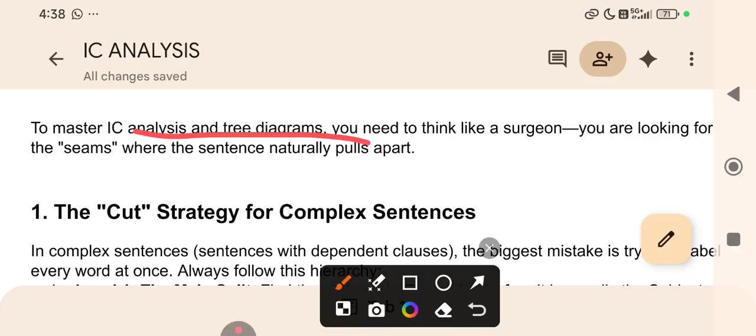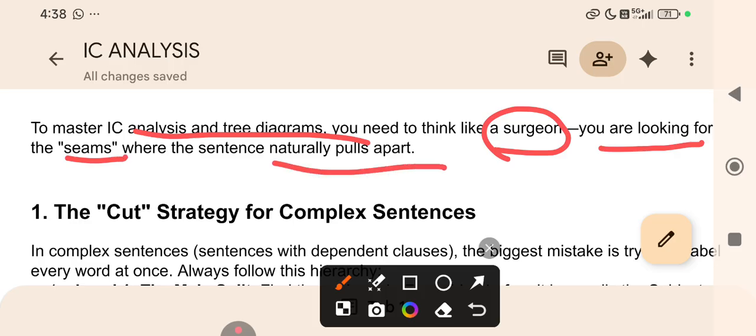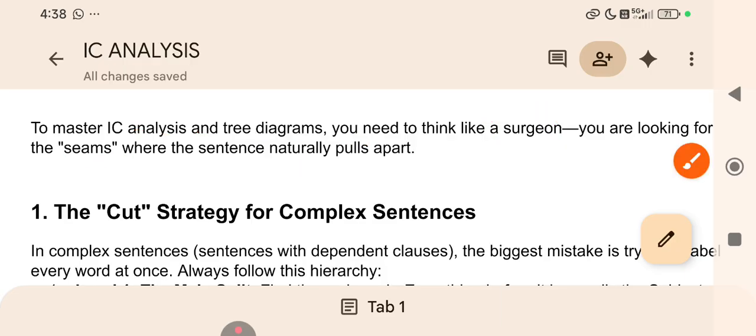you need to think like a surgeon. Like a doctor checks or operates on the human body, we have to operate on the sentence. That is why you are looking for the seams or joints where the sentence naturally pulls apart. So the main challenge, the main concern, is that we have to find the cuts, we have to find the joints, right?